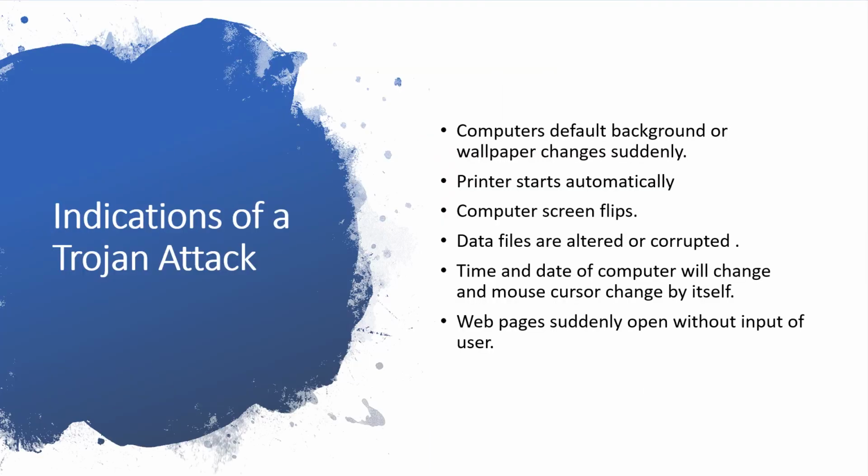These are the indications of a Trojan attack. The computer's default background or wallpaper changes suddenly. The printer starts automatically and prints personal messages stored in a folder. The computer screen flips inverted or goes upside down. Data files are altered or corrupted, or file paths are changed automatically, and the antivirus program is switched off automatically. The time and date of the computer change and the mouse cursor moves by itself. Web pages suddenly open without input from the user.